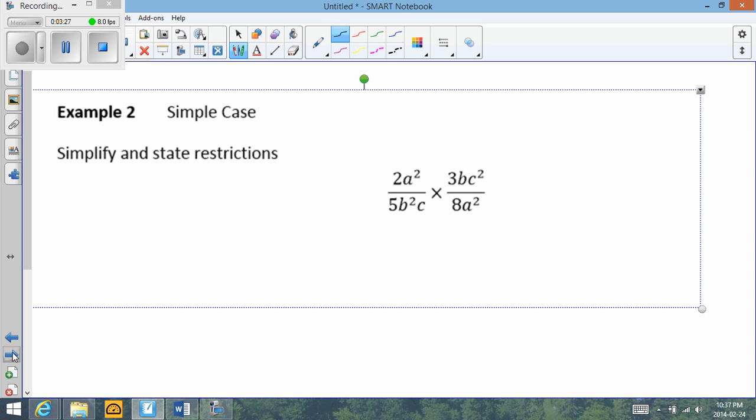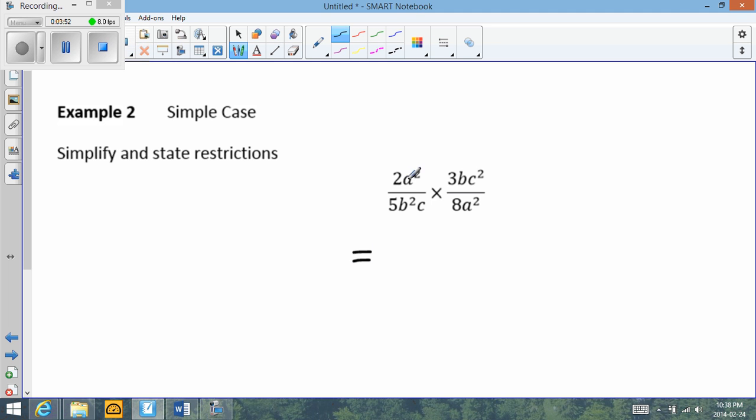So now let's look at how this works with rational expressions. So here's a simple case. 2a squared over 5b squared c times 3b squared over 8a squared. Okay, so you can see there's going to be some restrictions here. B and C can't equal 0, A can't equal 0, nothing in the denominator can be 0. Okay, so first let's try it where we multiply everything together. So top times top, bottom times bottom. 2 times 3 is 6. A squared on top. B squared.